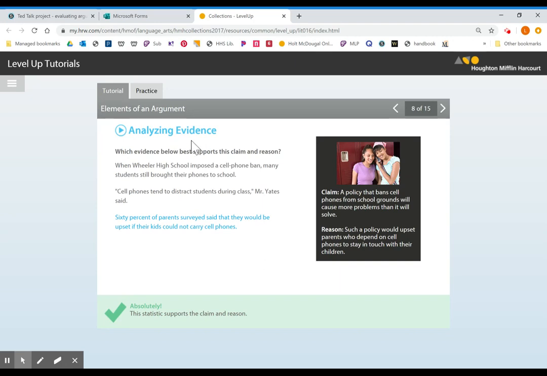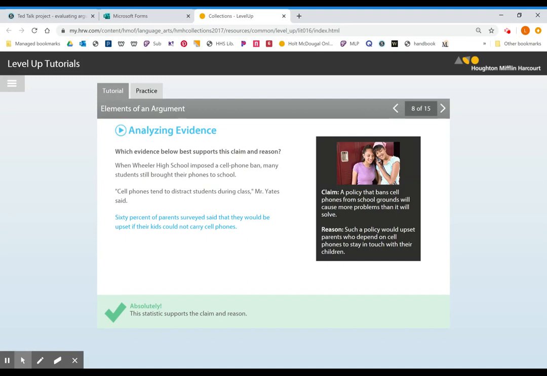Which evidence below best supports the claim and reason? So the claim is a policy that bans cell phones from school grounds will cause more problems than it will solve. Okay. And then the reason that this claim is true is such a policy would upset parents who depend on cell phones to stay in touch with their children. So it's all about parents and upsetting parents.